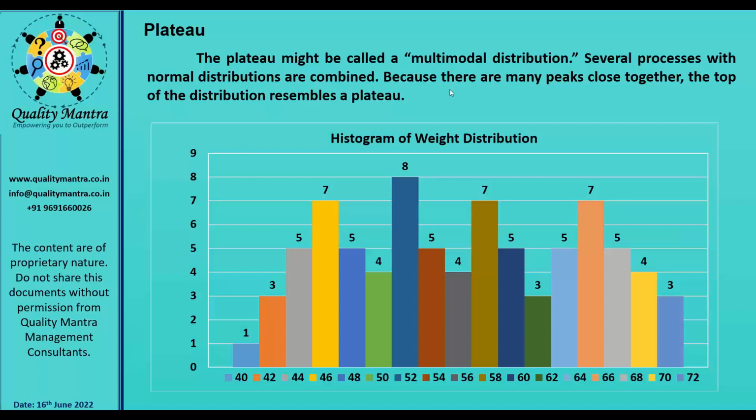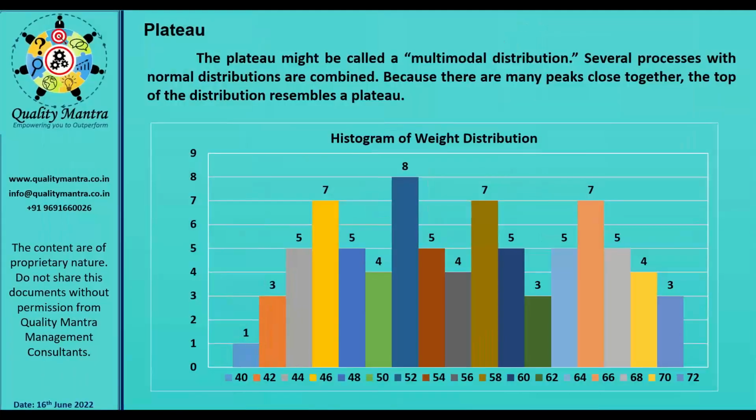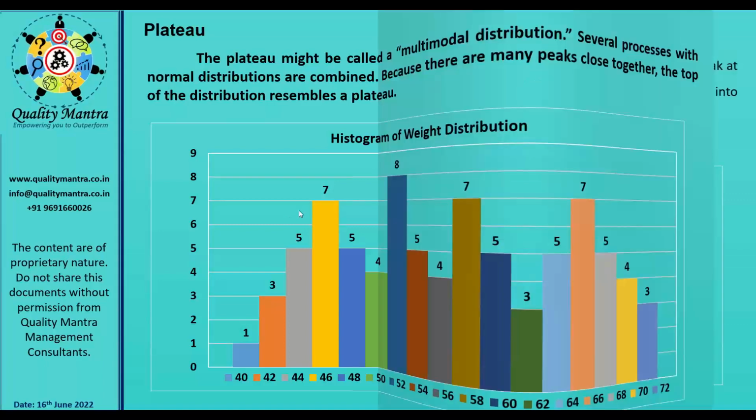The plateau is basically called multimodal. Several processes with normal distributions are combined, maybe 4-5 processes. The bimodal is only two. Two different processes here, and more than two, 3, 4, 5, 6, is a plateau type, because you are getting many peaks, one here, one here, one here, one here. So it means many processes are combined in this data. It is called multimodal or plateau.